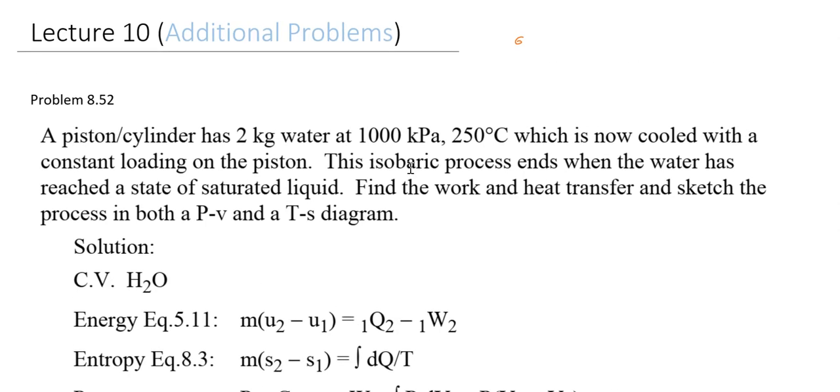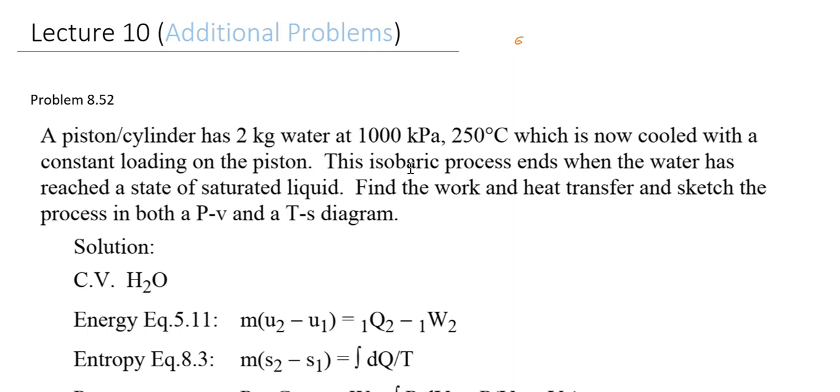Lecture number 10, some hydration problems. Problem number 8.52. A piston and cylinder have got 2 kg of water at 1000 kilopascal and 250 degrees centigrade, which is now cooled with a constant loading on a piston. This is an isobaric process, and the water is cooled until it reaches a state of saturated liquid. Find the work done, the heat transfer, and sketch the process on a PV and TS diagram.